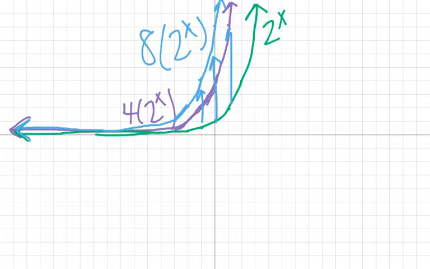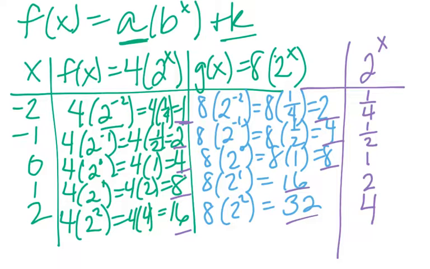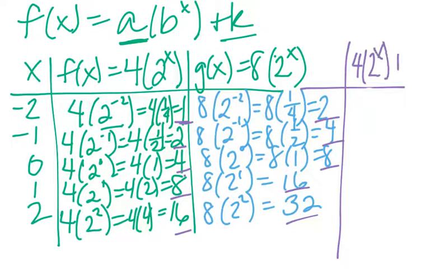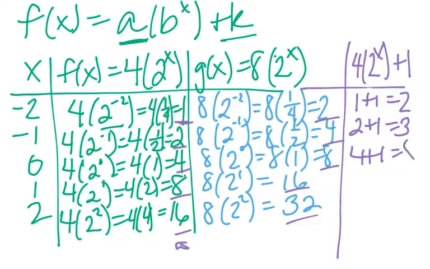Okay, the last thing is looking at not 2 to the x, but instead looking at 4 times 2 to the x plus 1. So what happens when we just add 1? So I'm going to take the numbers from over here and add 1. So 1 plus 1 is 2. 2 plus 1 is 3. 4 plus 1 is 5. 8 plus 1 is 9. 16 plus 1 is 17. That's going to be off the chart.